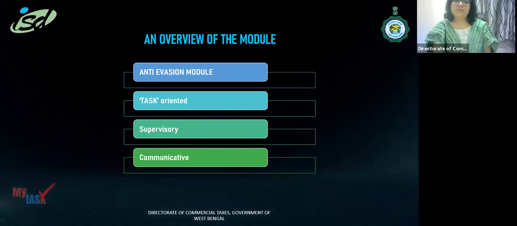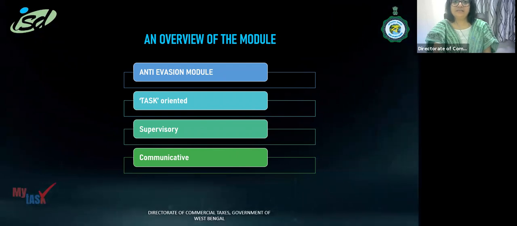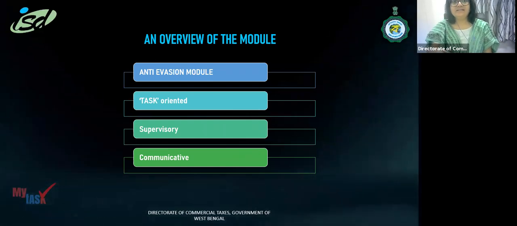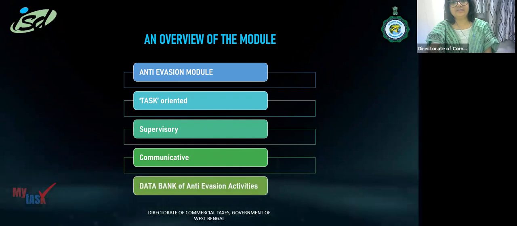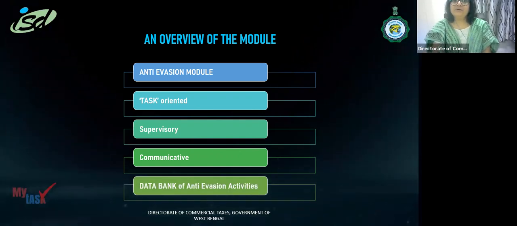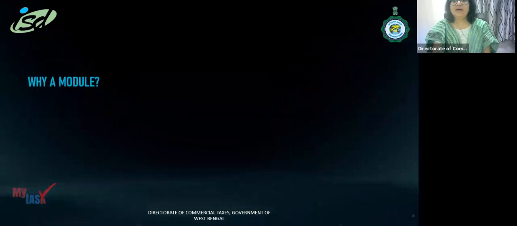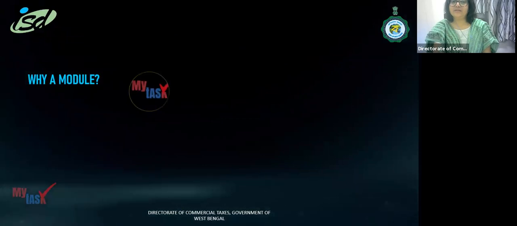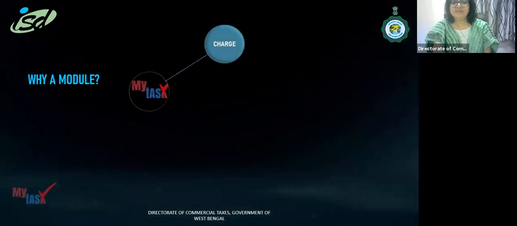Here, not only is work related to anti-evasion activity allotted, but also a system of accountability, surveillance, communication, and creation of a data bank of anti-evasion activities is created. The first question that would pop into the listener's mind is, why did we create this module? The answer is that the work of collection of revenue and this monitoring of leakage happens in multiple ways.